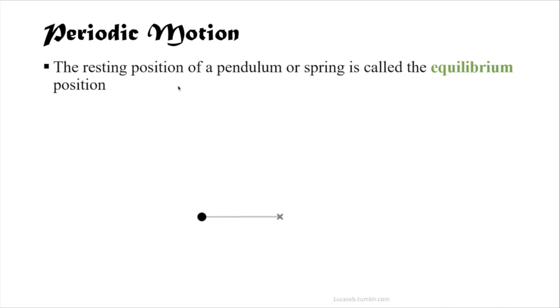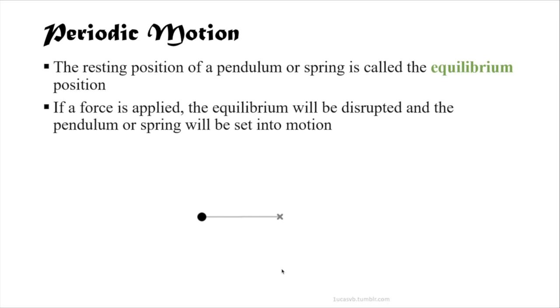So the resting position of a pendulum or spring is called equilibrium. That would be when this pendulum is at the very bottom, when it's just hanging there, completely at rest. That's the equilibrium position for this particular example. If I want the pendulum to move, I have to apply a force. There has to be some introduction of more energy than the pendulum already has in order to get it to do something other than what it's doing.